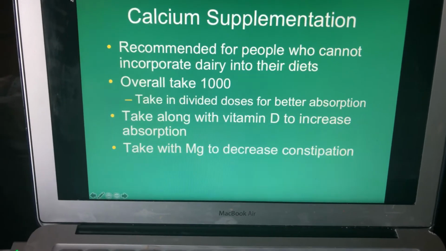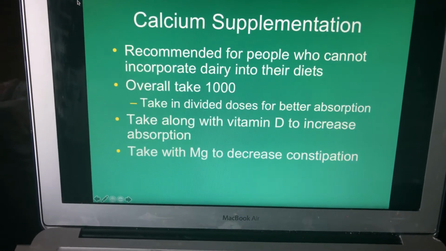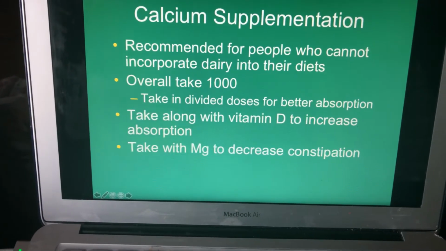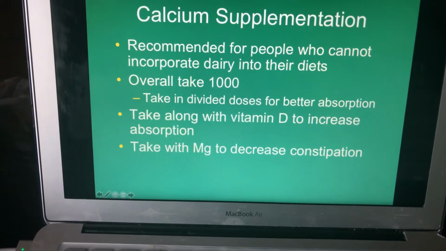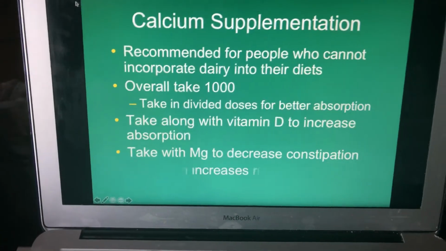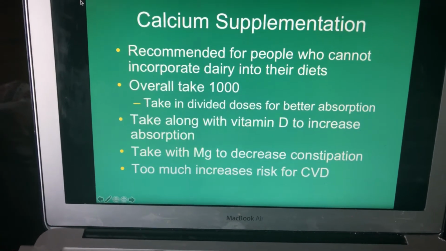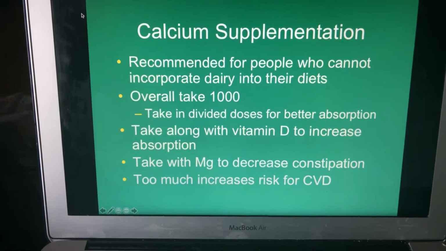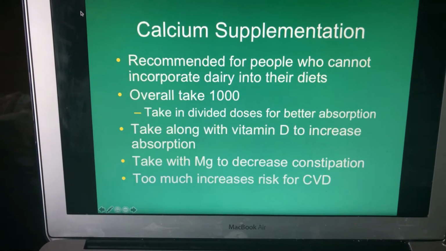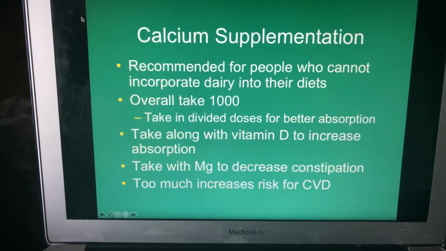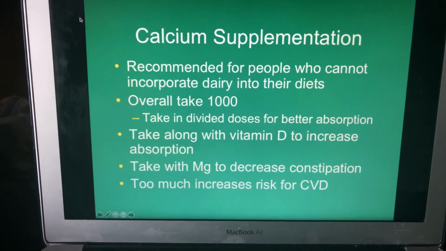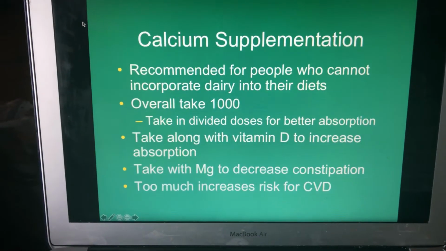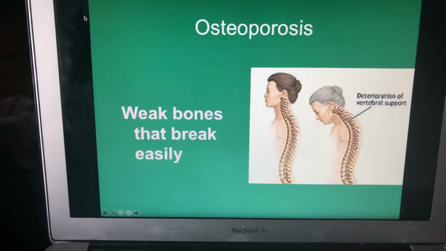And calcium supplements can cause constipation, and a lot of calcium supplements come with magnesium and vitamin D. The magnesium will decrease the constipation. Okay, you don't want to take too much because that will increase the risk of calcification of tissues, including arteries, which could increase your risk for cardiovascular disease. More than 2,500 milligrams a day is considered too much.